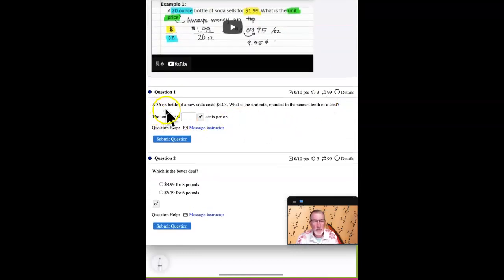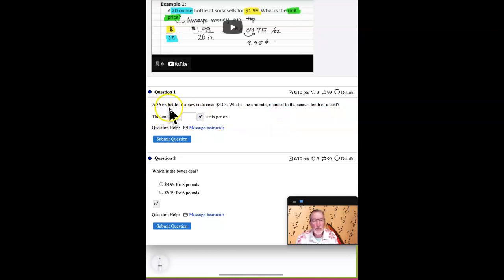A 36-ounce bottle of a new soda costs $3.03. What is the unit rate rounded to the nearest tenth of a cent? So we want to keep this in mind that at the end we may have to round our answer to the nearest tenth. So if you need to review rounding, do that please. Otherwise, let's write this out on our tablet.